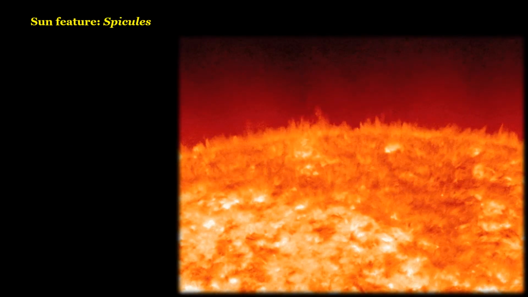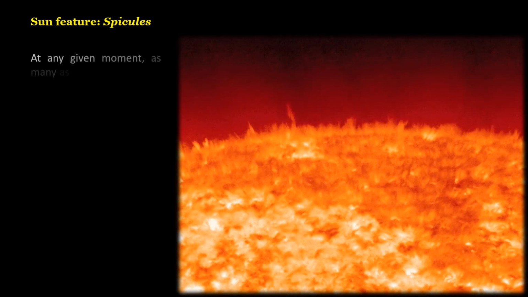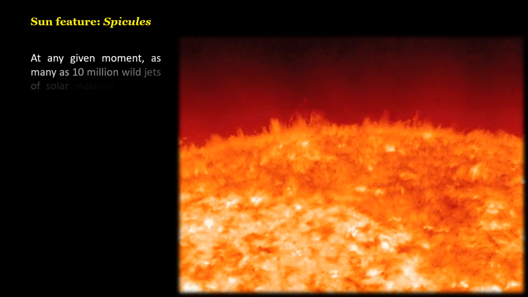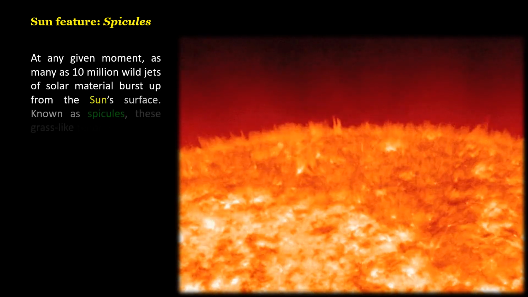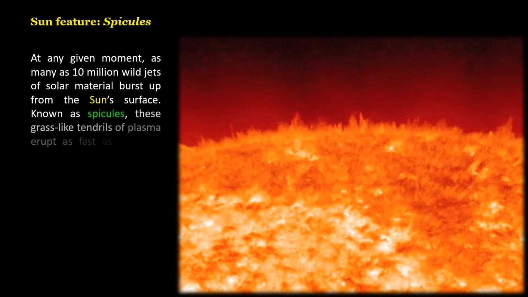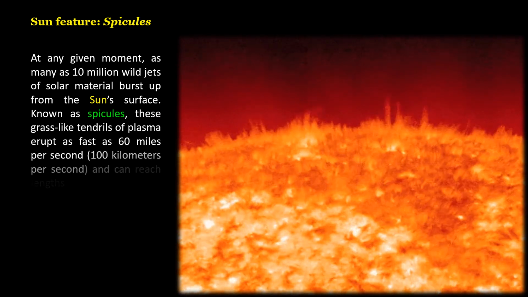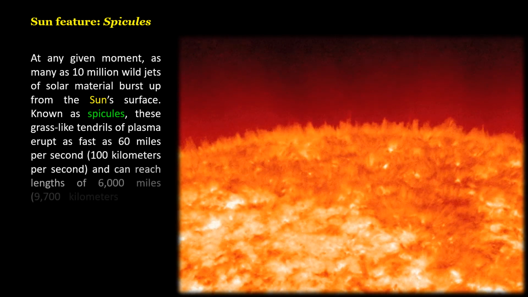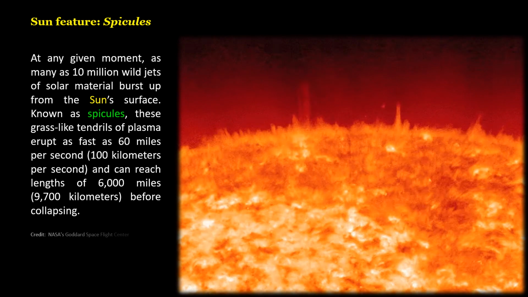Sun feature, spicules. At any given moment, as many as 10 million wild jets of solar material burst up from the sun's surface. Known as spicules, these grass-like tendrils of plasma erupt as fast as 60 miles per second, 100 kilometers per second, and can reach lengths of 6,000 miles, 9,700 kilometers, before collapsing.